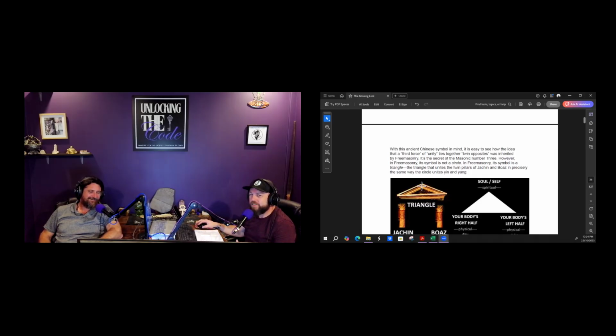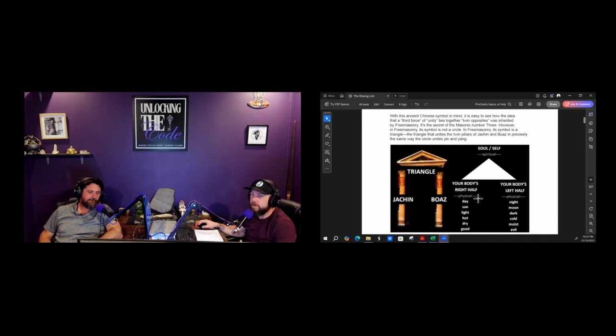With this ancient Chinese symbol in mind, it's easy to see how the idea that a third force of unity ties together twin opposites was inherited by Freemasonry. Again, not sure about that one. It is the secret of the Masonic number 3. However, in Freemasonry, its symbol is not a circle. In Freemasonry, it is a triangle. The triangle unites the pillars of Jacob and Boaz, precisely in the same way the circle unites yin and yang.